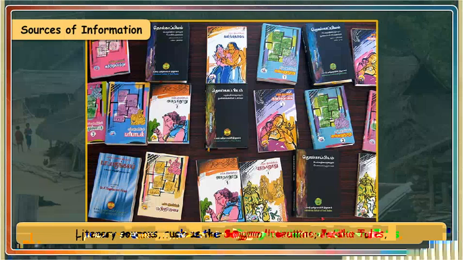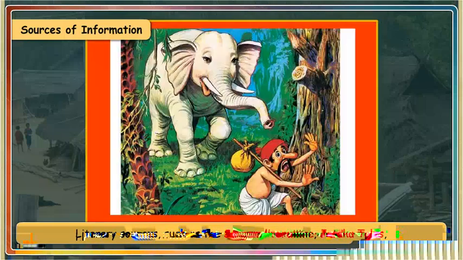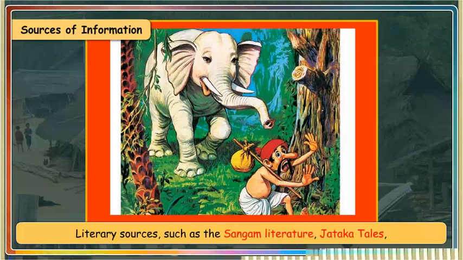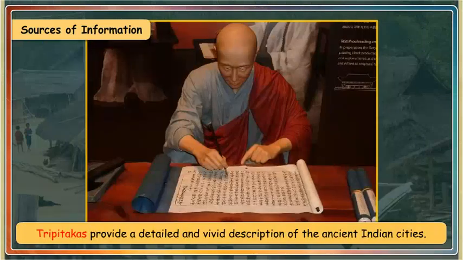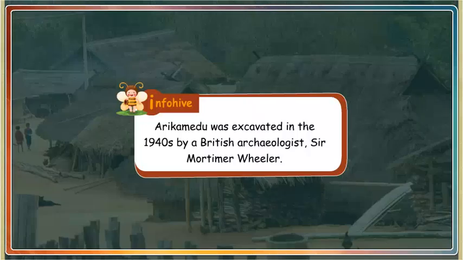Sources of information. Literary sources such as the Sangam literature, Jataka tales, Panini's Ashtadhyayi, and the Buddhist canonical texts, Tripitakas, provide a detailed and vivid description of the ancient Indian cities. Infohive. Arikamedu was excavated in the 1940s by a British archaeologist, Sir Mortimer Wheeler.